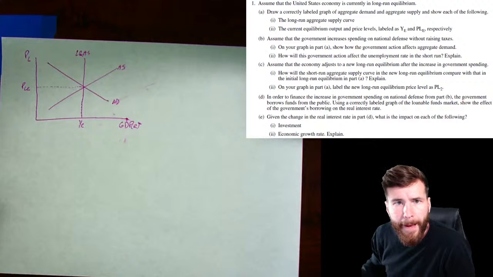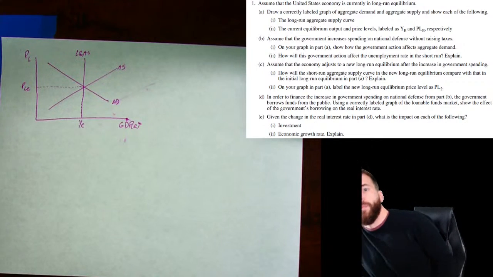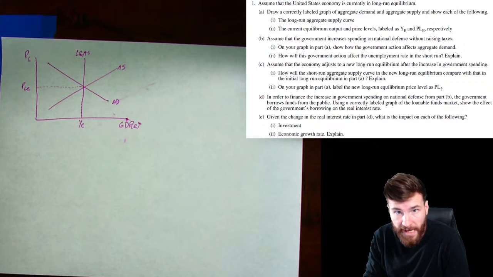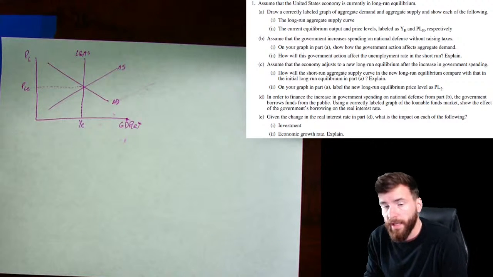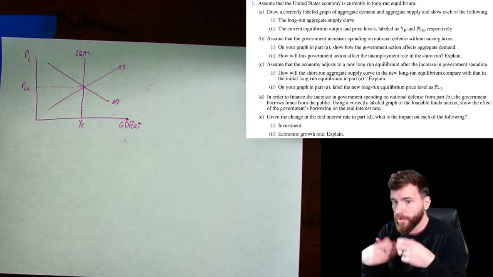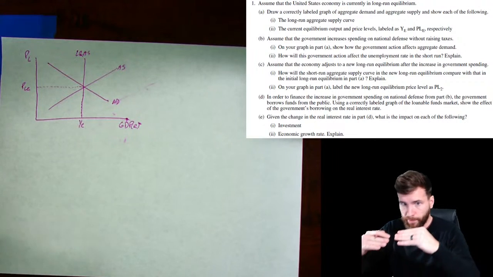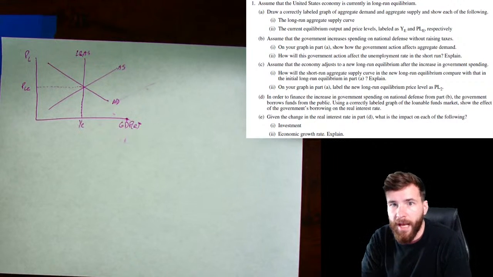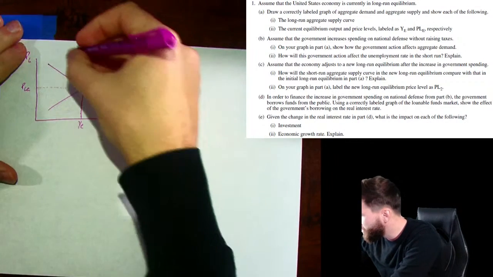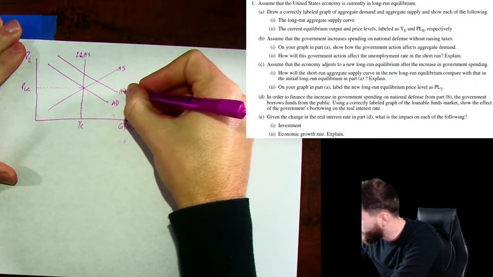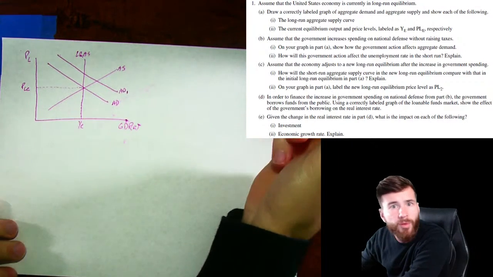Okay. B says assume that the government increases spending on national defense without raising taxes. So the government's going to spend more, and when they spend more, they're choosing also not to raise taxes. So that's obviously going to cause a budget deficit. They're spending more while taxing the same amount. So what's going to happen to aggregate demand? Aggregate demand would certainly increase. It's definitely going to go up. So I'm going to show that on my graph.